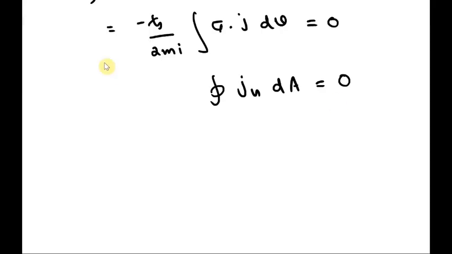Okay, so in the last video, we obtained this result that the closed integral of Jn over the area is equal to 0. That means the normal component of the current density over the chosen area, whatever we have, is going to be 0. This is a result that we obtained in the last class. And now we have to see at what condition this will be obtained. The area that we have chosen is a cubical structure of length L.